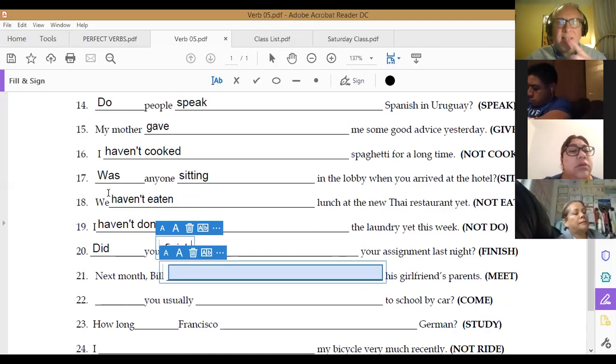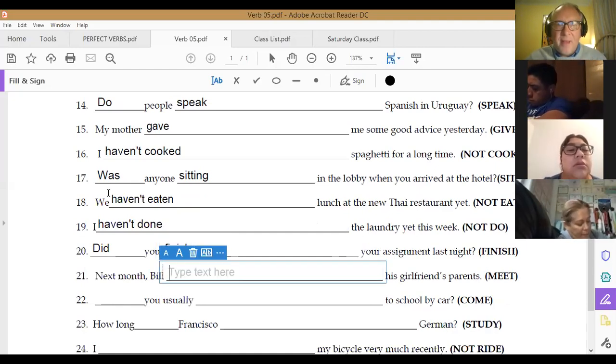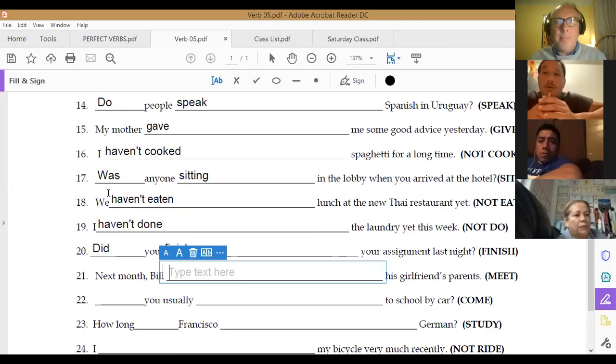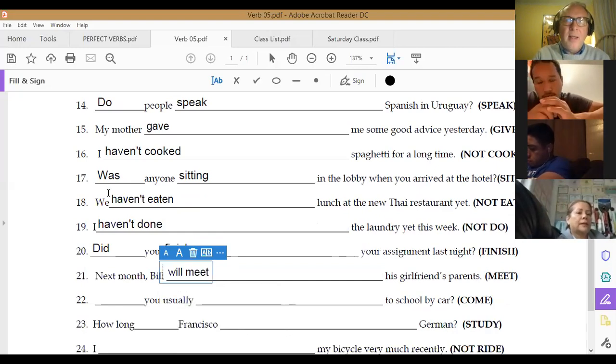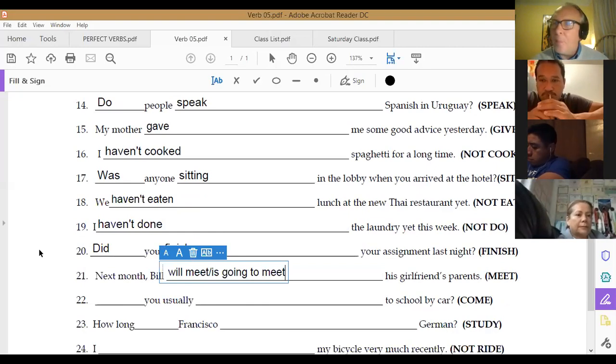Now the next one says next month. Two choices, right? Will meet or is going to meet. Is going to meet, right. Future with will or going to.